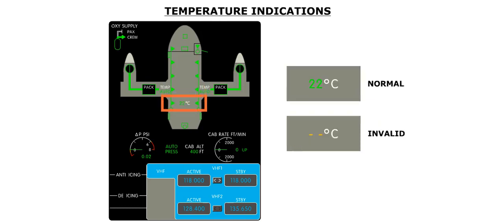The temperature of the air measured downstream of the packs is indicated in numerical format. The temperature is normally displayed in green. Amber dashes indicate that the sensor is reporting an invalid value.